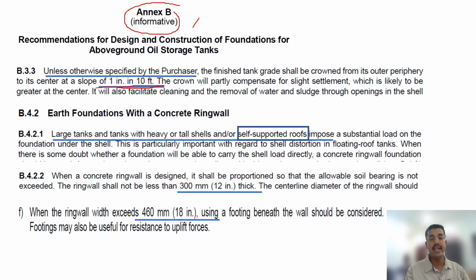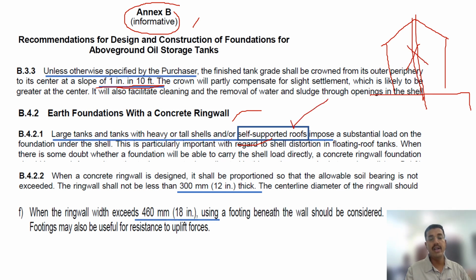Large tanks, and tanks that are heavy or tall, with shells and or self-supported roofs, impose a substantial load on the foundation under the shell. Self-supported roof means there is no column. Okay, this is the roof, shell and bottom plate. If there is no column, then it is called a self-supported roof.